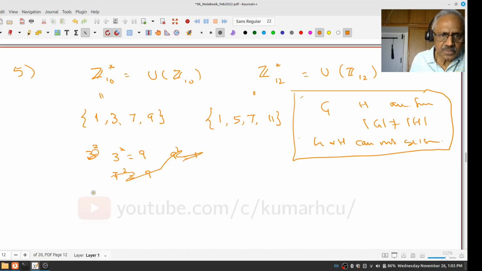So I have 3, 3 squared is 9. Let us see 3 cubed, 27. 27 is 7, right? And 3 to the power 4 is 7 into 3, that is 21, that is 1. Therefore, I have 3, 9, 7 and 1. That is the entire group Z10 star.